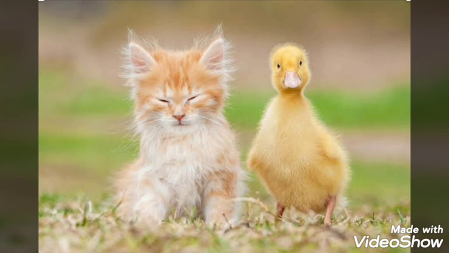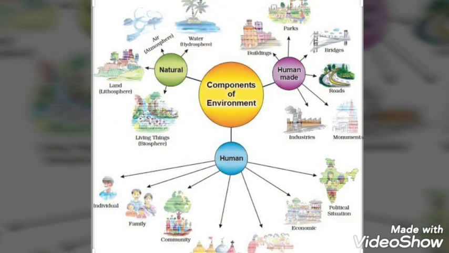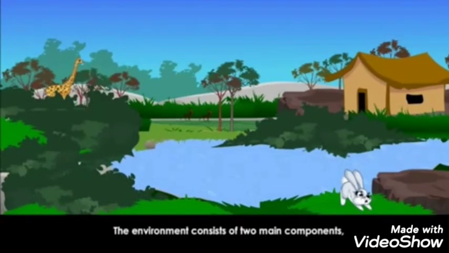But there is a difference here. Some objects are made by nature and some others are made by people. That is what we are going to discuss: the components of environment. They are natural environment, human-made environment, and human environment. The natural environment consists of two main components.